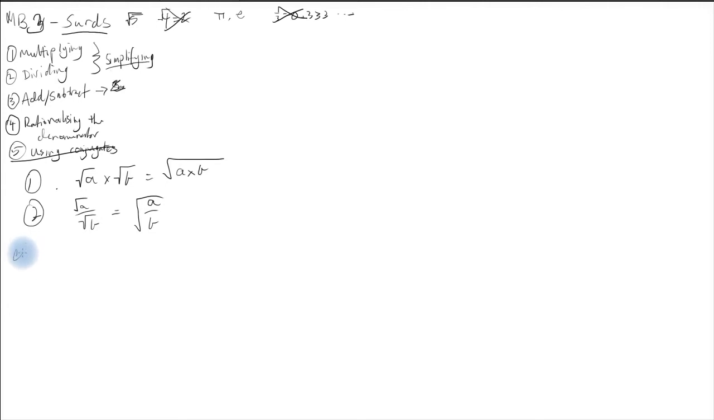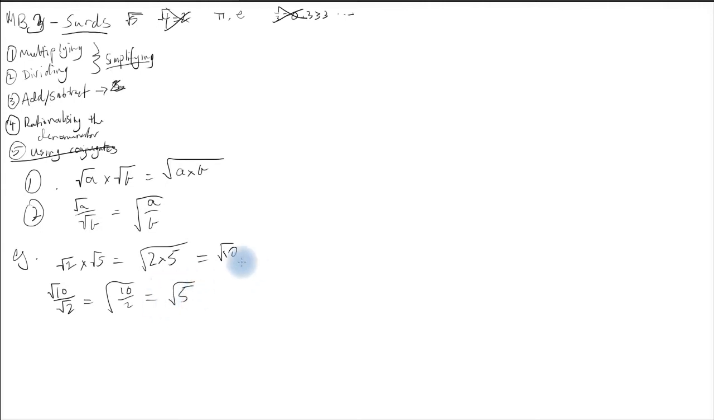Alright, so let's look at some examples. Let's do a very, very simple example. Let's have the square root of 2 times the square root of 5. I'll just do the 2 times 5 first, and then do the square root, which gives us the square root of 10. Or here's another example: square root of 10 divided by the square root of 2. I'll do the division first. 10 divided by 2 is 5, so the answer is the square root of 5.